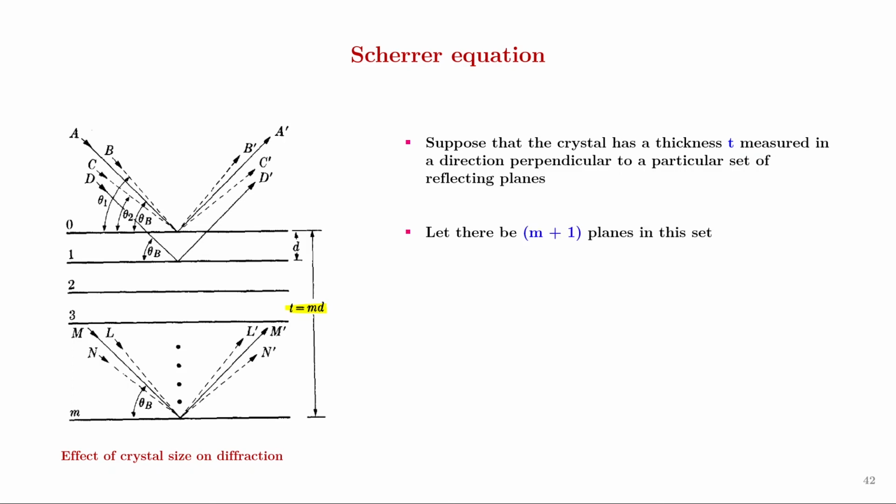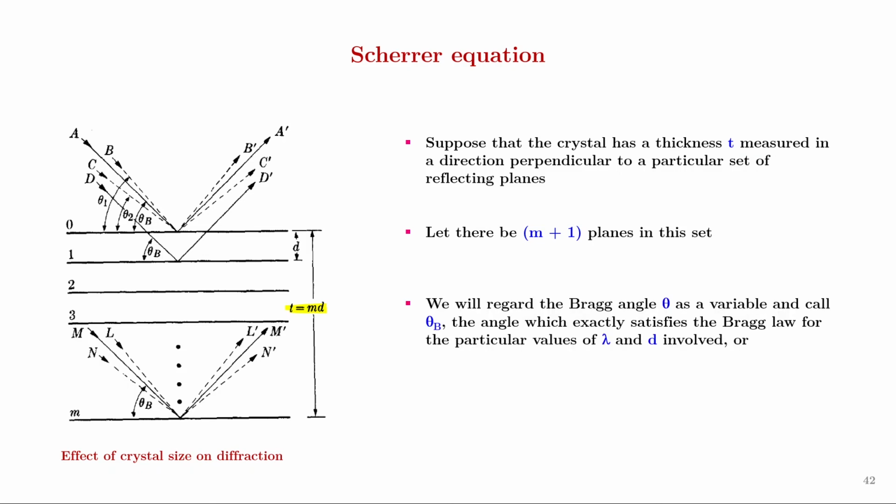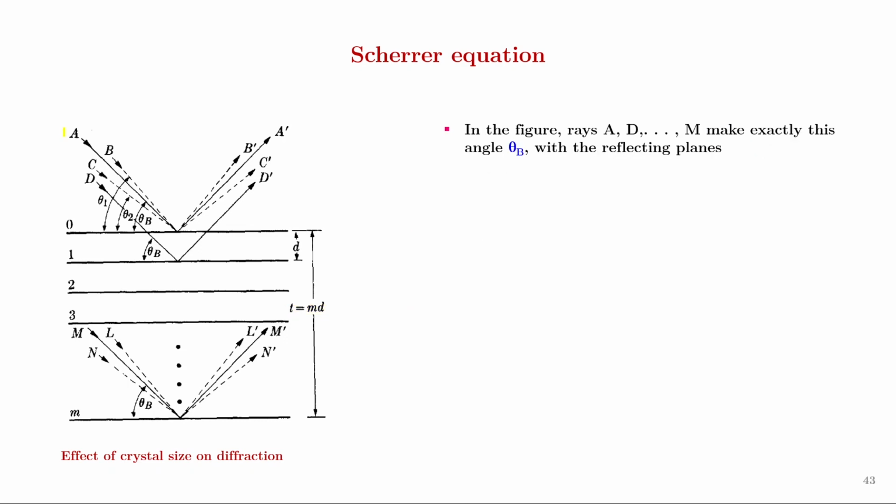Let there be m plus 1 planes in this set. We will regard the Bragg angle theta as a variable and call theta b the angle which exactly satisfies the Bragg law for the particular values of lambda and d involved, or lambda equal to 2d sine theta b. In the figure, rays A, D and M make exactly this angle theta b with the reflecting planes.